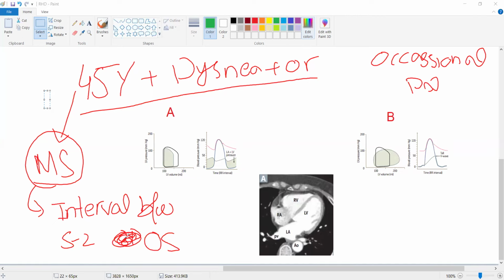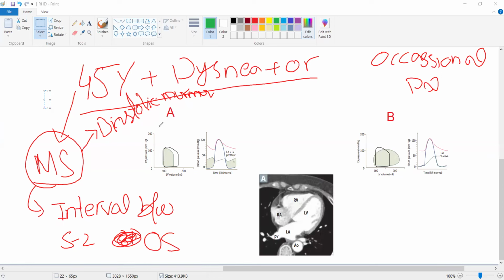Okay. So is mitral stenosis a diastolic murmur or a systolic murmur? Diastolic. It's a diastolic murmur. So what is the most common cause of the mitral stenosis? Rheumatic heart disease. 99% of the causes of the mitral stenosis are due to rheumatic heart disease, right?